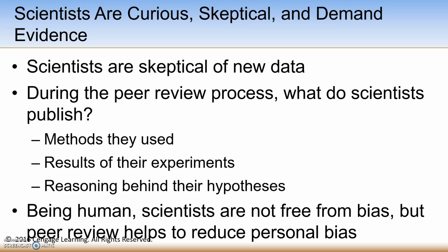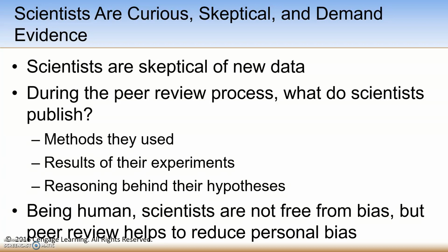As mentioned earlier, scientists are curious, skeptical, and demand evidence. Sometimes when new data is being presented on a particular topic or issue, scientists can be skeptical of that. They want to make sure that the data and the conclusions being drawn from the data are truly verifiable, sound science. Often, what we do in the field of science is we have a peer review process. In order for scientists to publish their experiments and their results, peer review scientists will review those experiments and results and approve or disprove them in terms of being verifiable, accurate scientific experimentation.